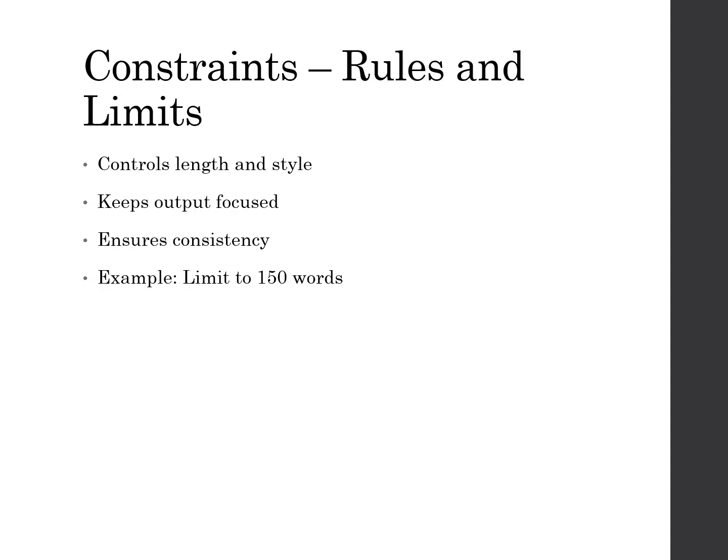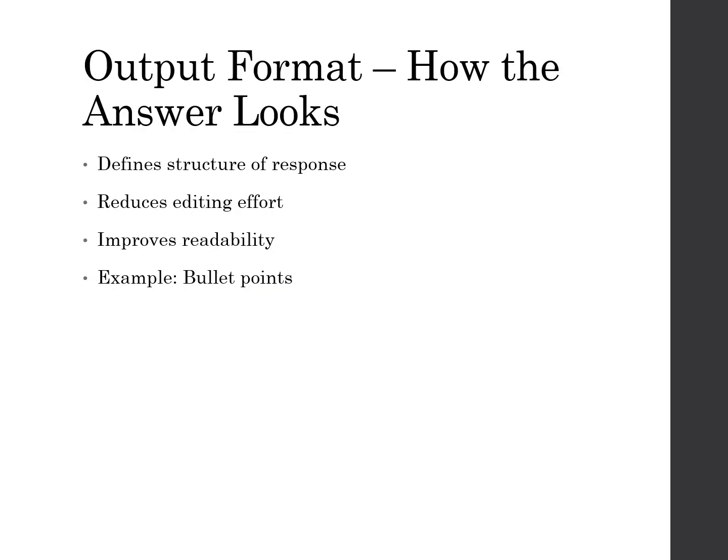And then we will understand the constraint, basically the limitation of your prompt. It acts as a boundary for the AI's responses, controlling length, tone, and style. For example, setting a word limit or asking the AI to avoid technical terms keeps the output focused and usable.